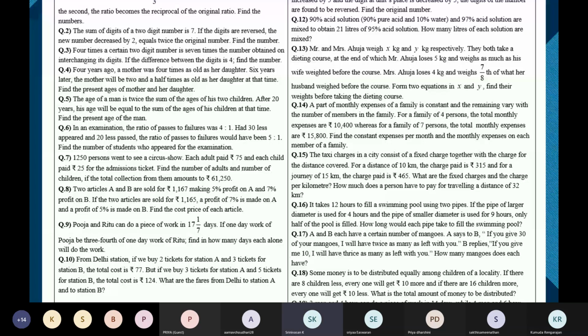Ma'am, the 30 less appeared, are they failures or passed? No, 30 less appeared. That's all. Appeared: the total number of students who appeared for the exam, if 30 less had appeared. From the students who appeared, some of them would have passed, some of them would have failed, or maybe all those 30 had passed. We don't know.